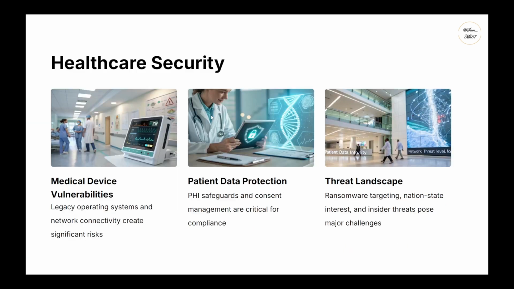Then healthcare. Again, we have medical device vulnerabilities, patient data protection, and also a specific threat landscape, which is growing, like ransomware or insider threats, which are relevant to healthcare.